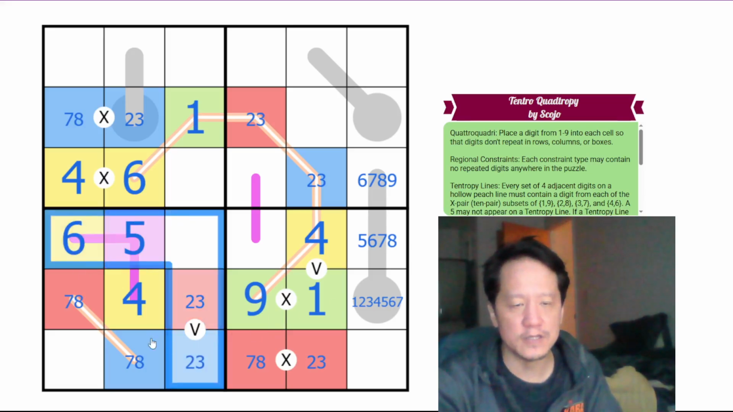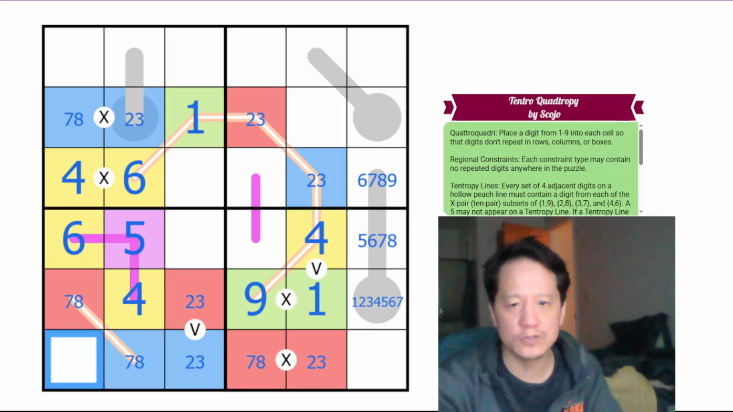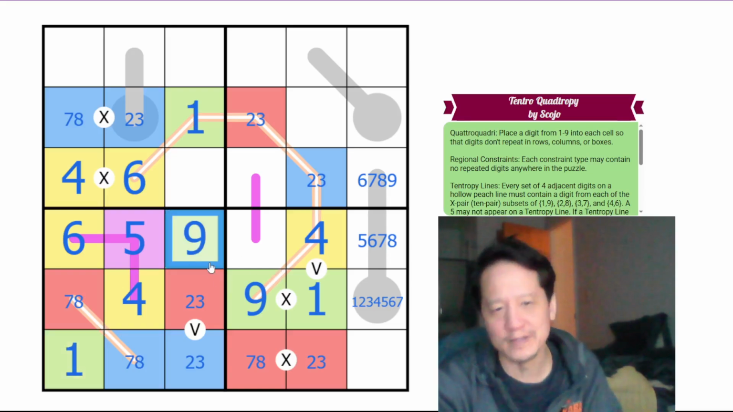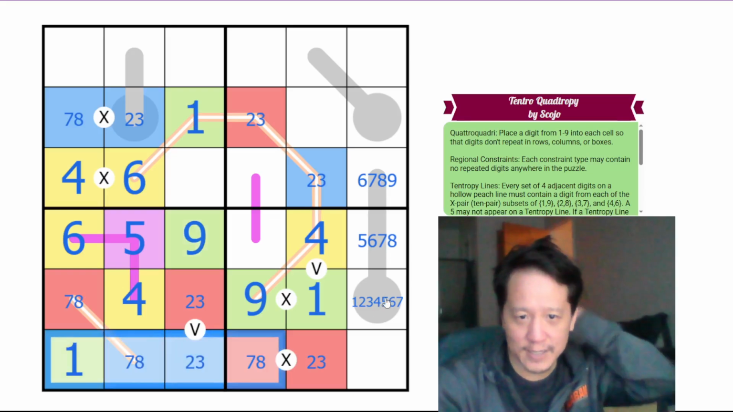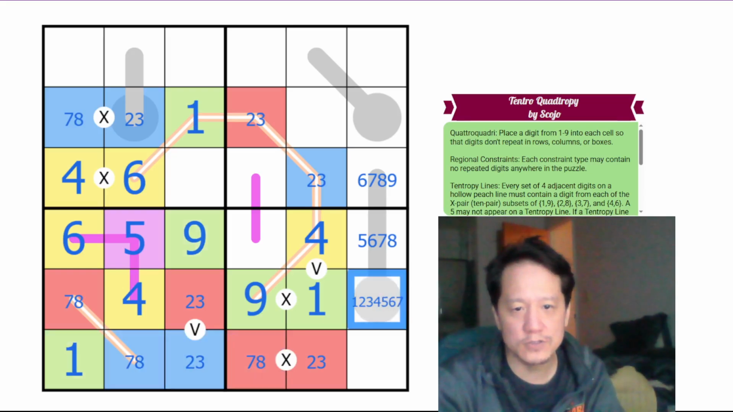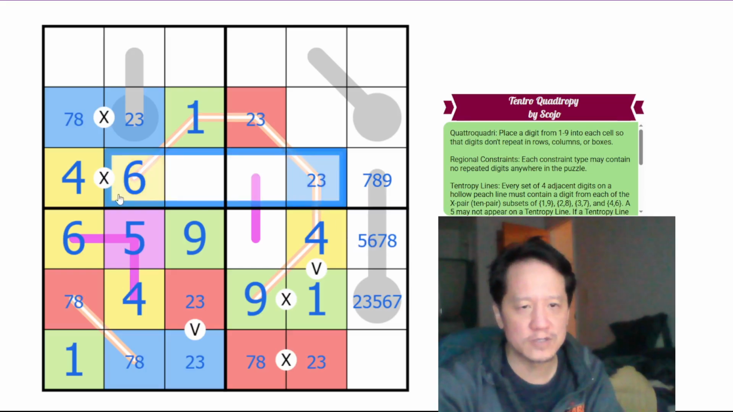Where is the low 1? Cannot be here, so it must be low 1 here. And this is high green. Low 1, low green, sorry. 1, 9 here. That means this can't be 1 or 4, because of the 1, 4 in the box. This can't be 6 because of 6 in the row.